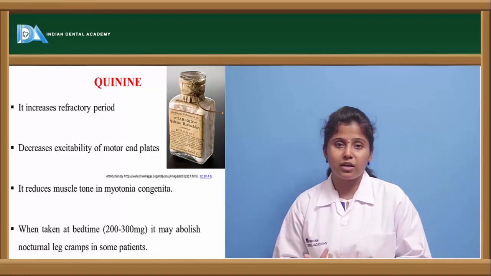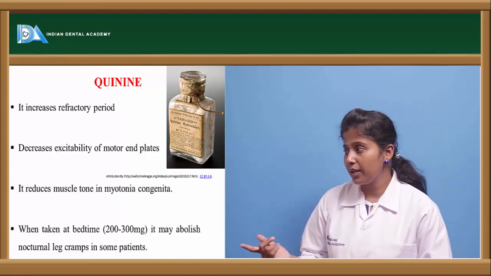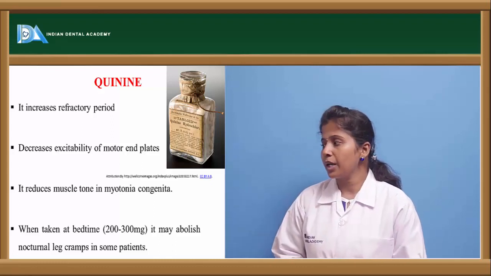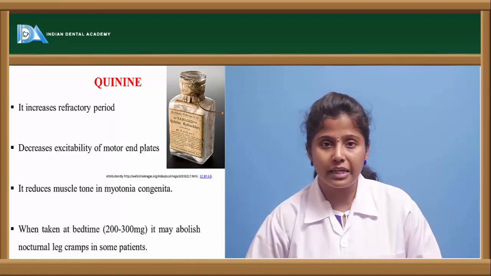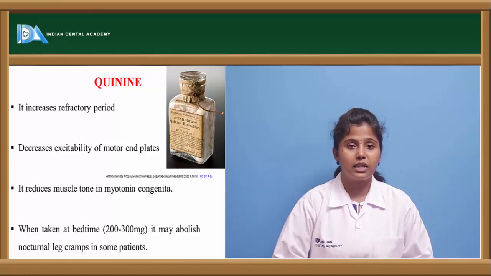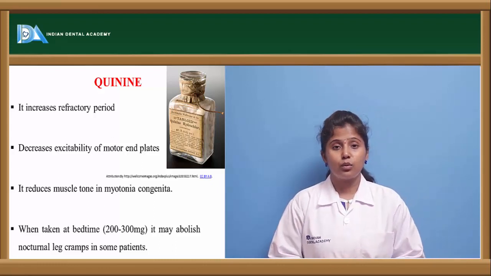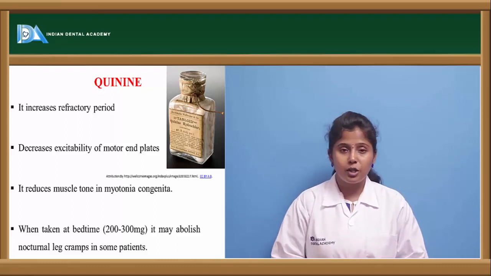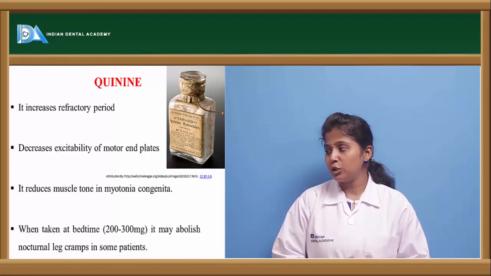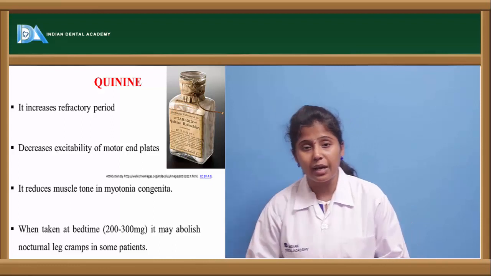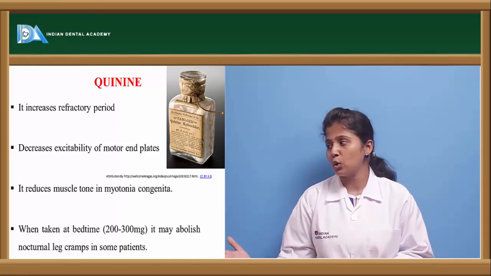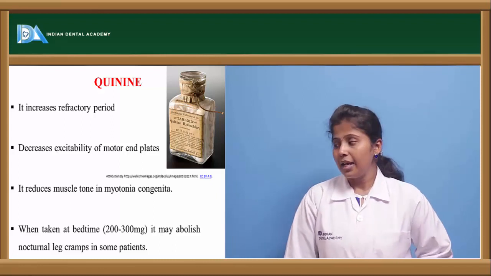stimulation of the motor nerve endings can be decreased by quinine, and it reduces the muscular tone in myotonia congenita. So this is a disorder related to the over contraction of the muscles. That can be reduced by this drug, and it should be taken during bedtime in the dose of about 200 to 300 mg.